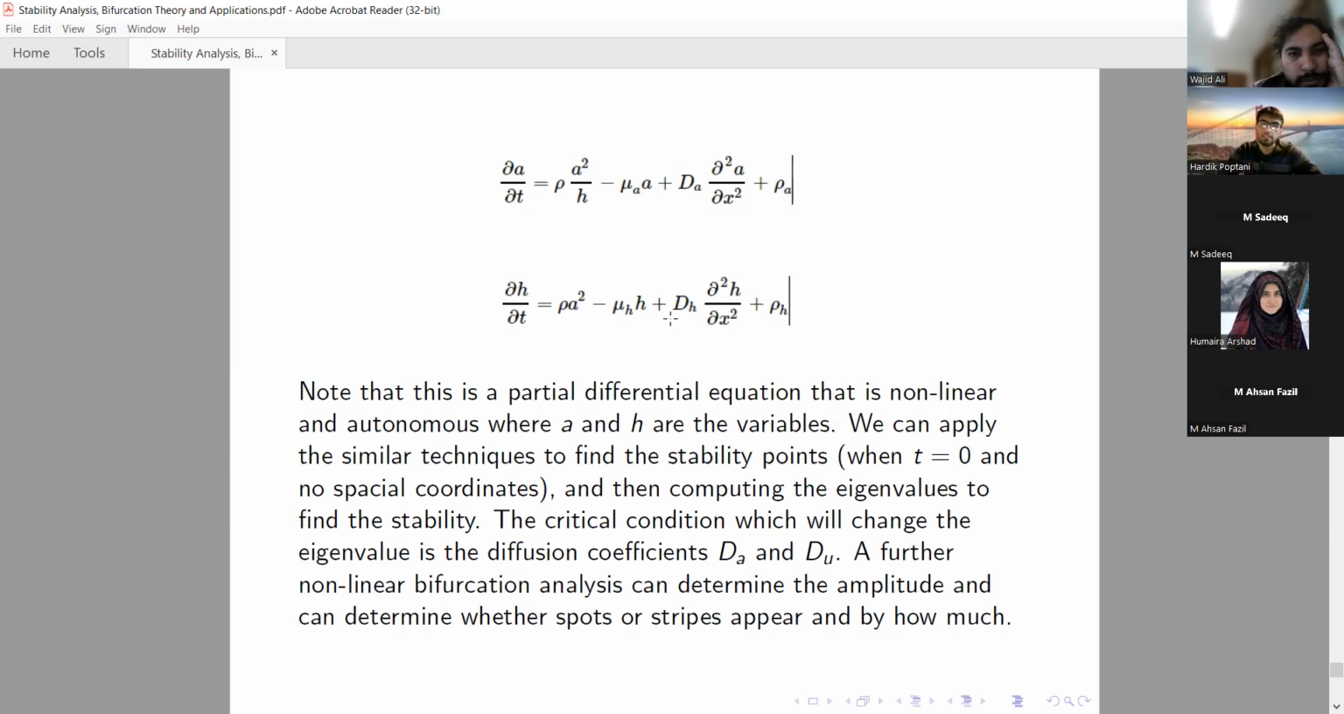This is for PDEs, and therefore, for bifurcation analysis, we can tell whether the system will change or not. The critical condition depends upon d_A and d_H. For the purpose of this presentation, we only look at linear bifurcation analysis. In the future, we can look at nonlinear bifurcation analysis and determine the amplitude, and therefore whether spots or stripes appear, and by how much and how far apart they are.